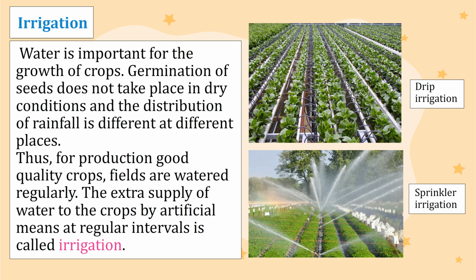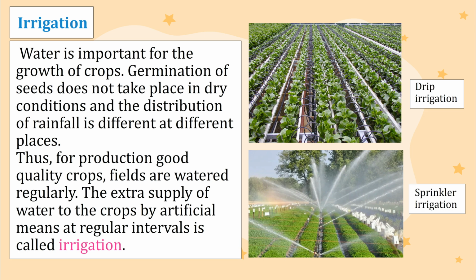Irrigation. Water is important for the growth of crops. Germination of seeds does not take place in dry conditions, and the distribution of rainfall is different at different places. Thus, for production of good quality crops, fields are watered regularly. The extra supply of water to the crops by artificial means at regular intervals is called irrigation. Drip irrigation.